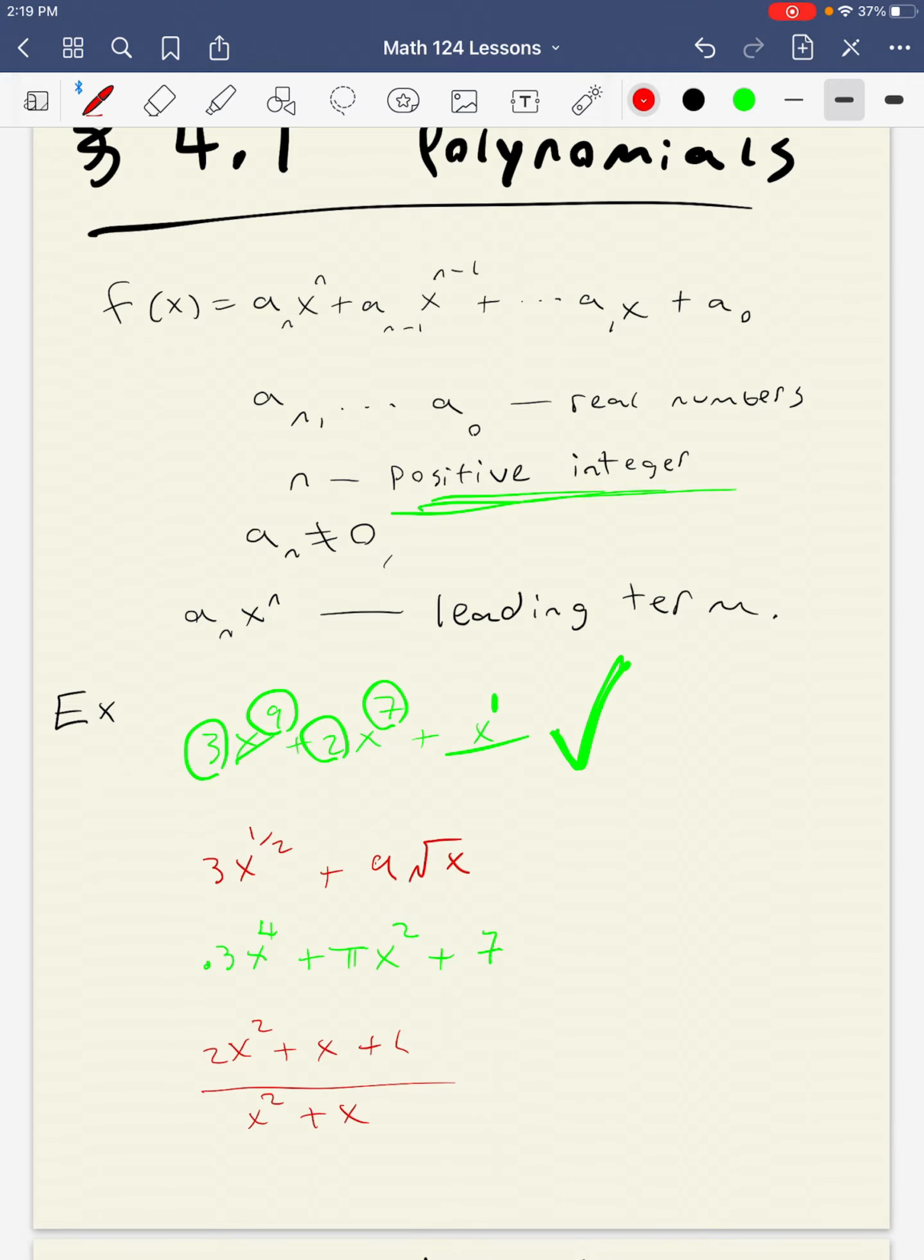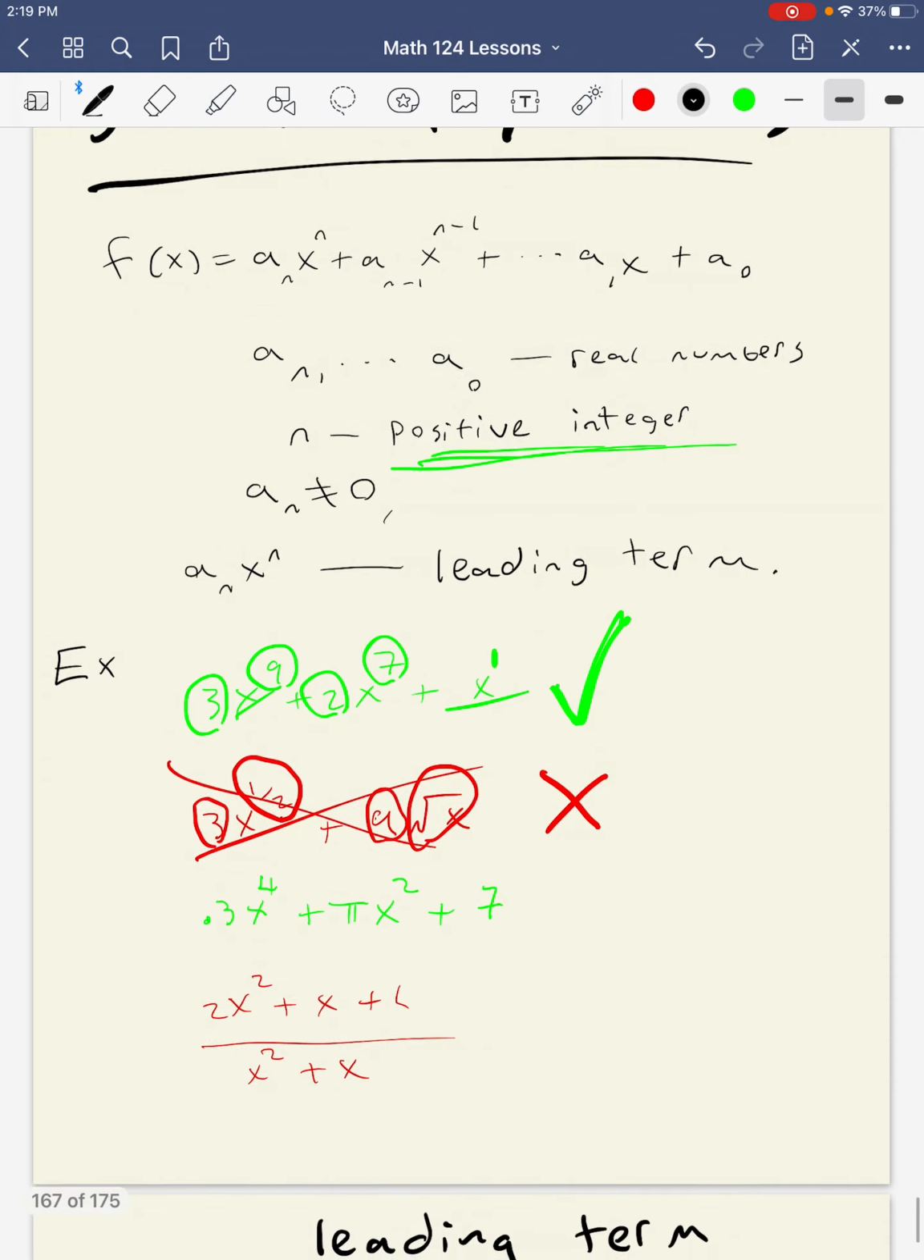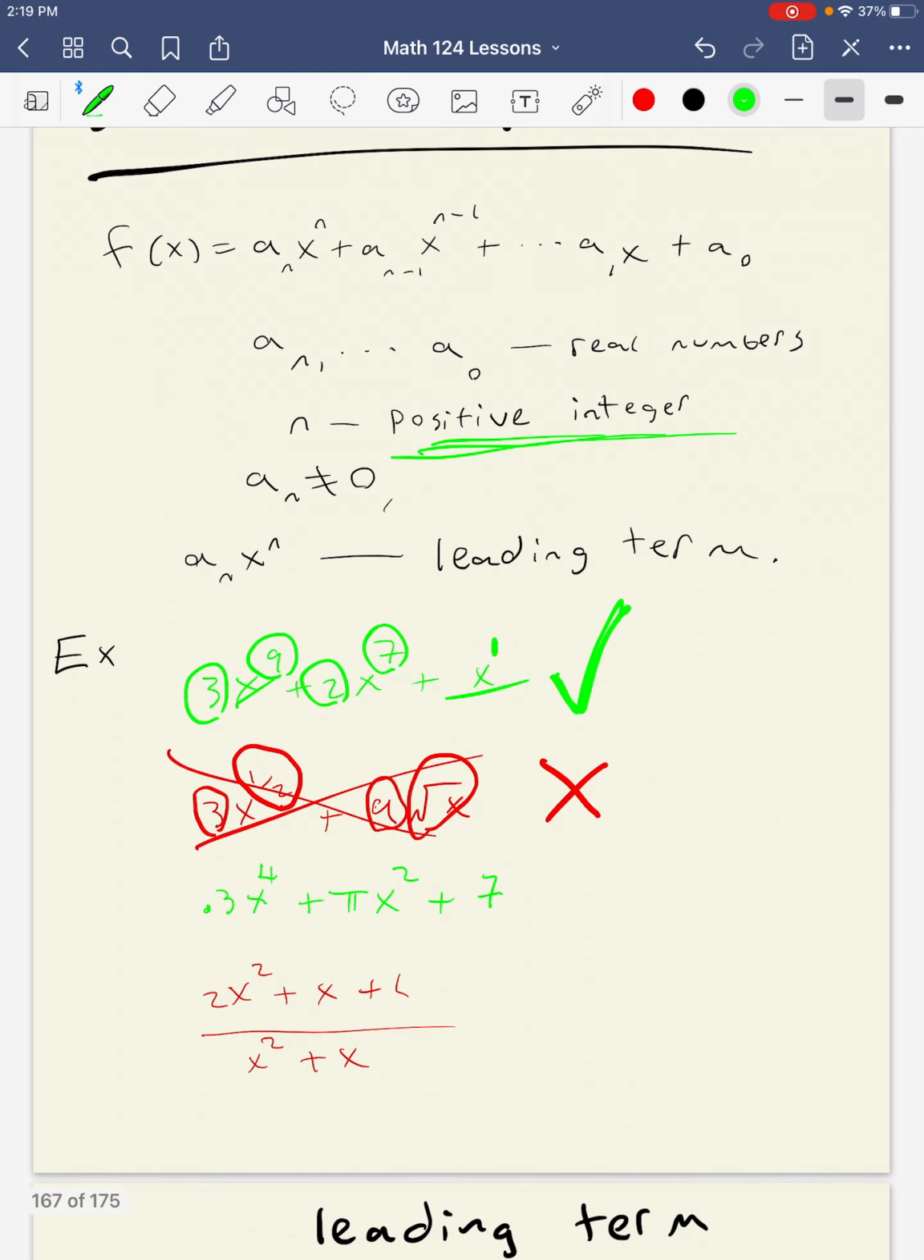If we look at the next example, though, we have real numbers as the coefficients, or the numbers multiplied to x. So that part's satisfied, but the exponents here are not integers. They're not positive integers. So this is not a polynomial. We just want nice whole numbers as the exponents. Okay, let's look at the next example.